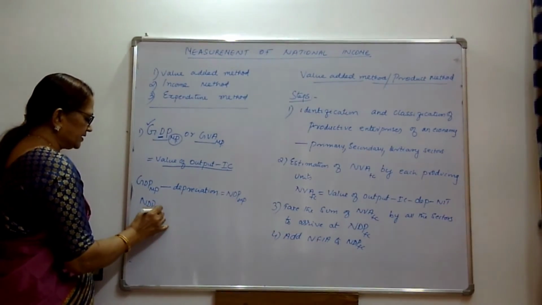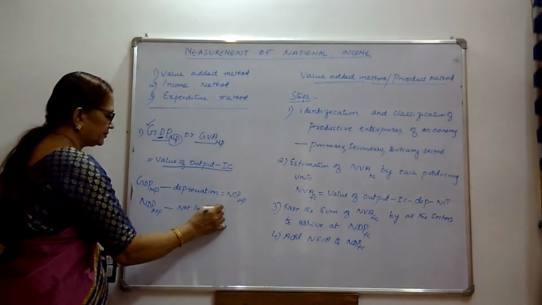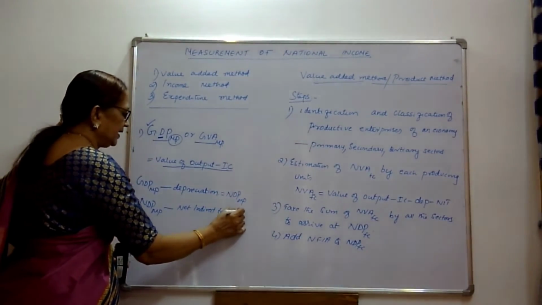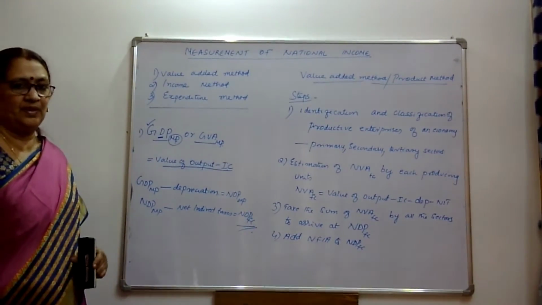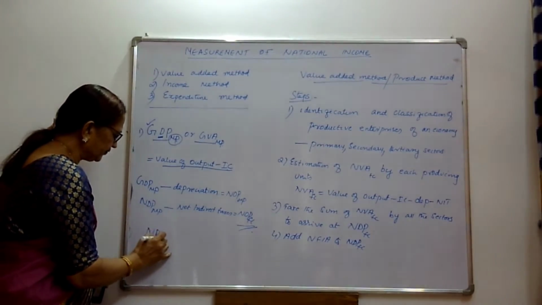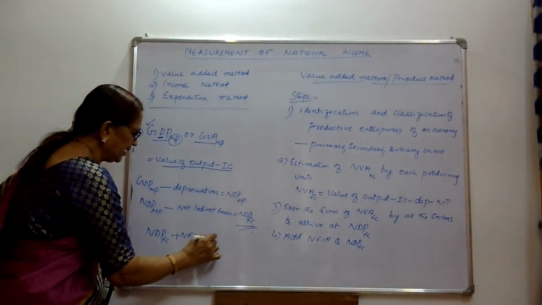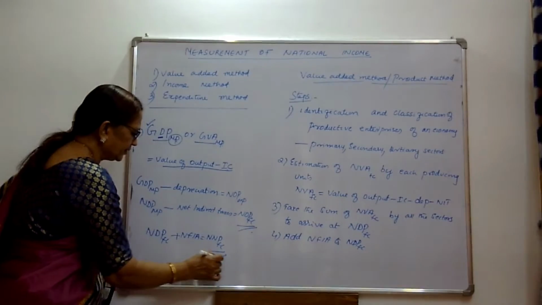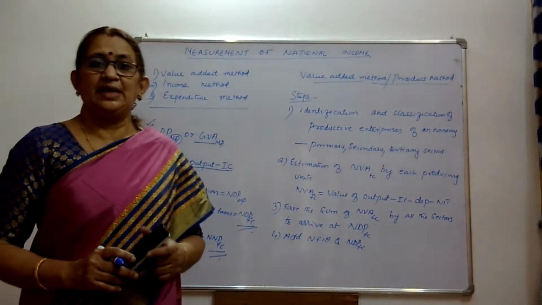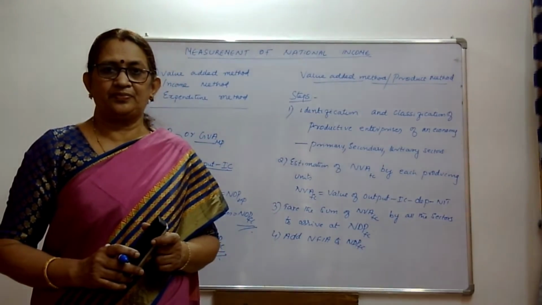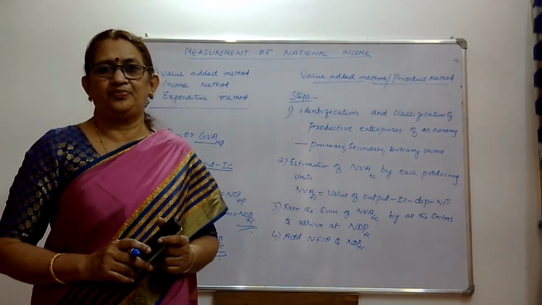NDP at market price minus net indirect taxes, we will get NDP at factor cost, or the standard unit of domestic income. To that, we have to add net factor income from abroad in order to arrive at national income. So, net value added at market price, net value added at factor cost. This value added that happens within the economy.